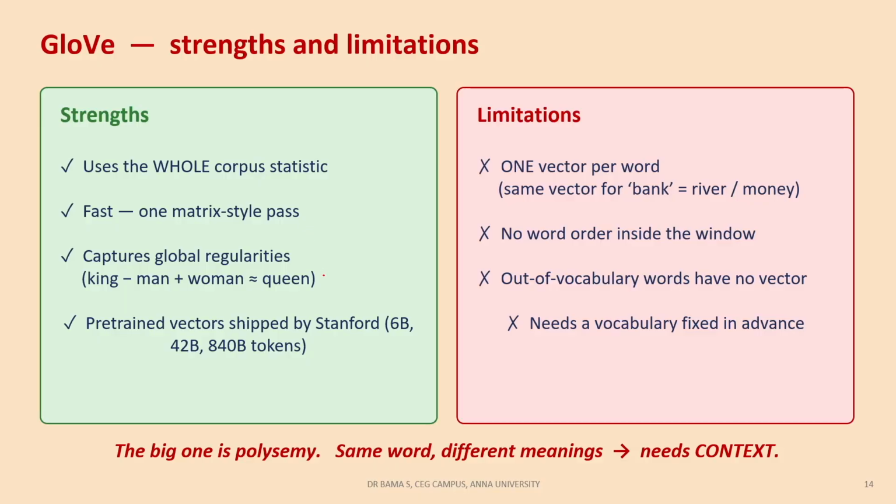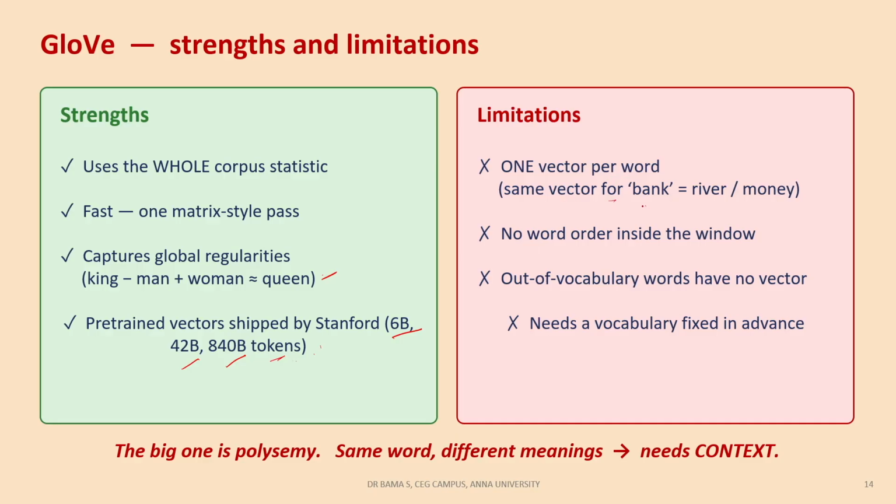Again, the strength is the whole corpus statistics. It is fast and it captures global regularities. There are also pre-trained vectors shipped by Stanford in various sizes, like 6 billion, 42 billion and 840 billion tokens. It is available on the net and we can use it straight away. But the limitation here is that there is only one word vector per word.